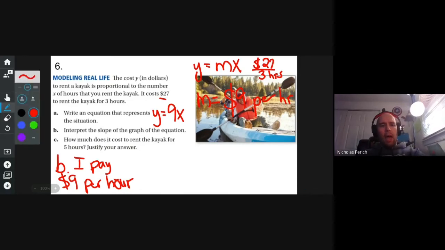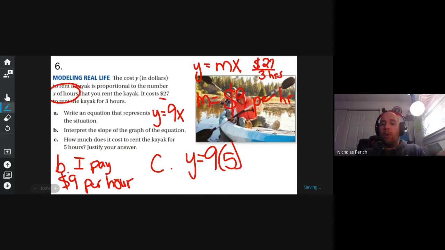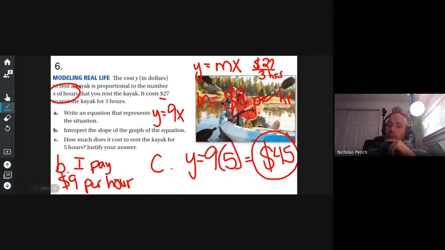C says, how much does it cost to rent the kayak for 5 hours? Well, my equation is y equals 9 times x, where x represents hours. So if I care about 5 hours, I'm going to replace x with 5. And we all knew that it was going to be 9 times 5 anyway. So that's going to be $45. It's a pretty cheap afternoon. It's not bad. It's all fun.